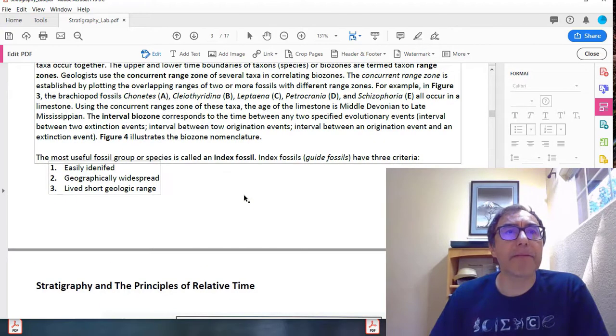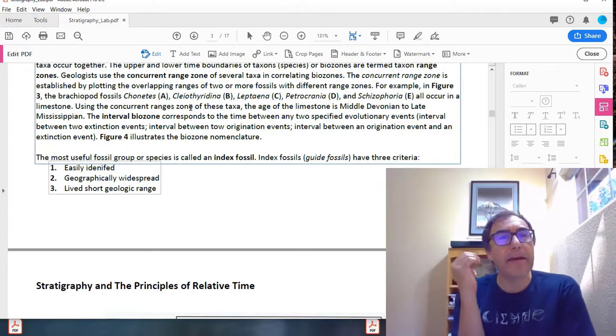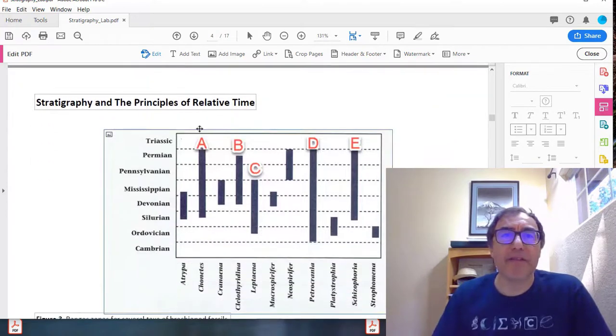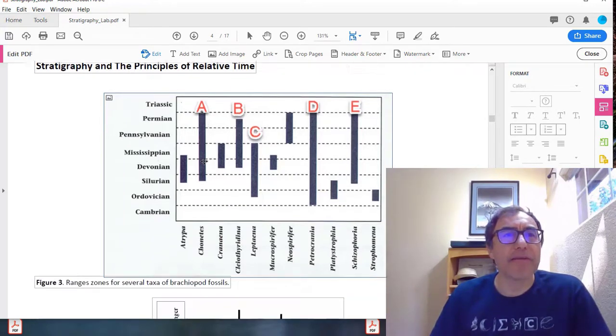Where did I put it? I think I put that up here. Mid-Devonian to late Mississippian, right? So using those concurrent age ranges. And so know those, because on the exam, I have several examples like these where you have to do these overlapping or concurrent range zones to figure out the age of the rock unit, right?